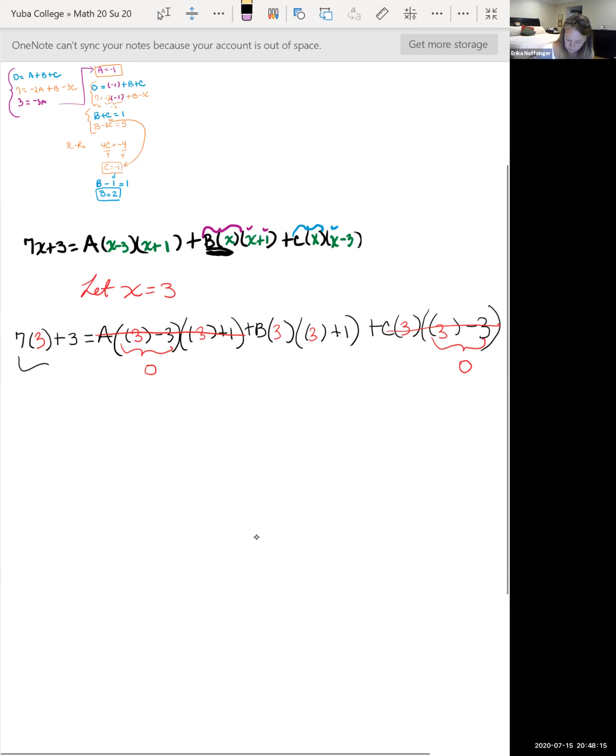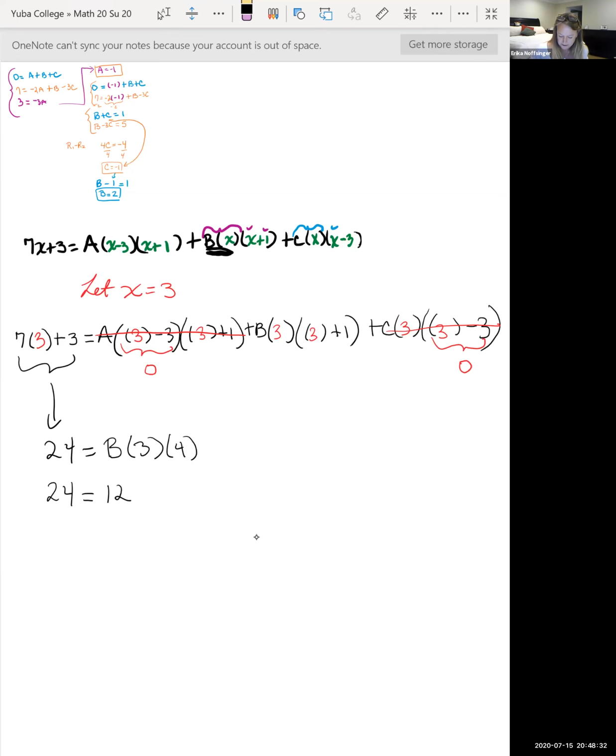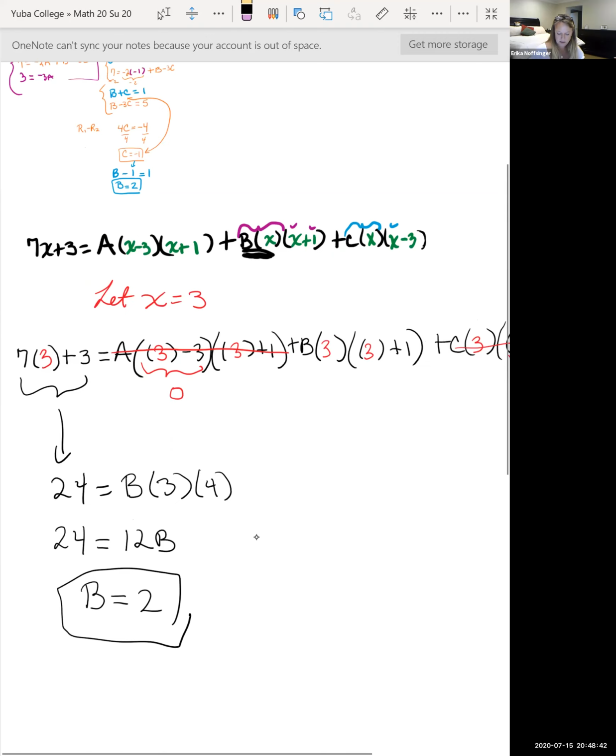24 is equal to b times, well, order of operations, add inside, times 4. So 24 is equal to 12b. Divide both sides by 12. So b is 2. Notice we got b was 2 here.